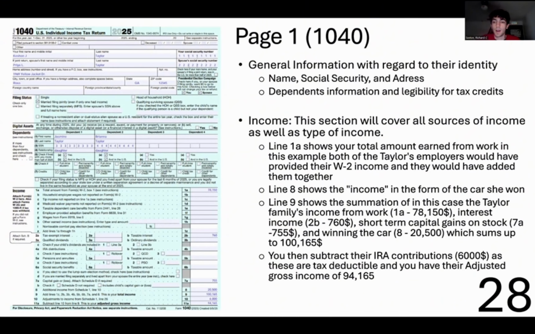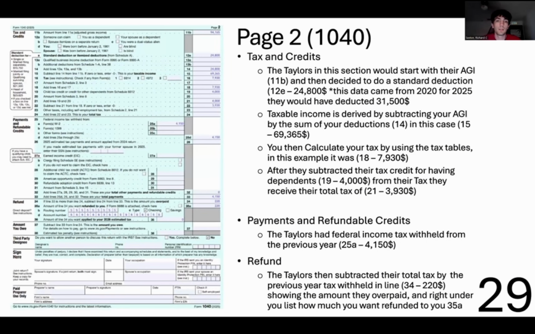You then subtract their IRA contributions, $6,000, as these are tax deductible and you have their adjusted gross income of $94,165. On the second page of your 1040, you would see tax and credits. The Taylors in this section would start with their AGI and then decided to do a standard deduction, as seen in line 12E, of $24,800. This data came from 2020, to preface this. For 2025, they would have deducted $31,500.